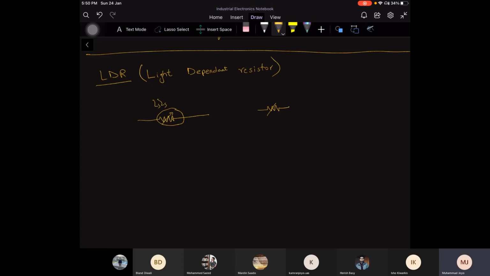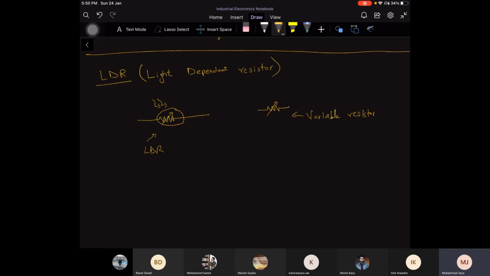This is a symbol of variable resistor, and this is a symbol of LDR. For a variable resistor, you are required to change the resistance mechanically by rotating the potentiometer, right? In an LDR, what happens is that when there is light reflecting on the surface of the LDR, the resistance changes.